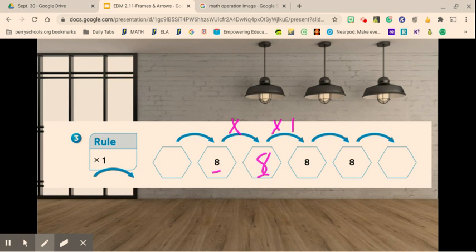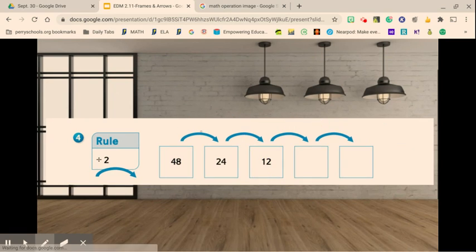8 times 1 is still going to be 8. So 8 times 1 is going to be an 8 here. That also means that when I start off, I'm at 8, so 8 times 1 is 8. Kind of a silly problem. I think sometimes we get tricked up because it's easier than what we think it should be. But this really is all 8s.